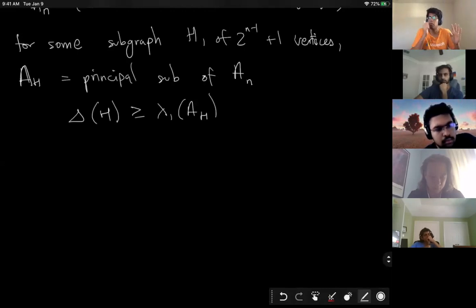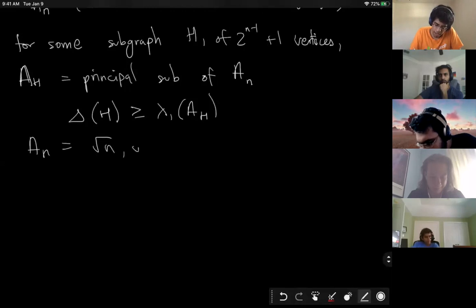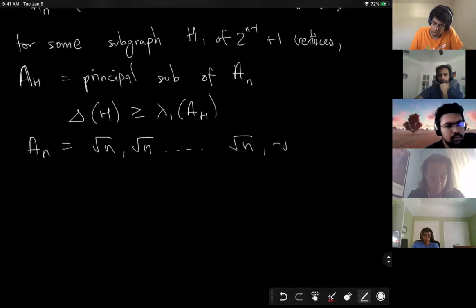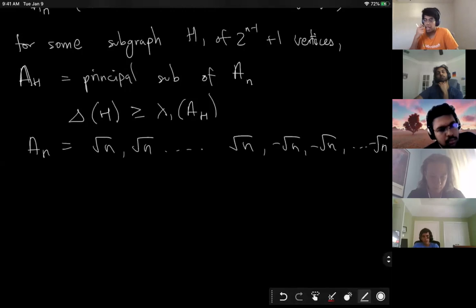Now, from the second lemma, we have that the eigenvalues of A_n are root n, root n, root n, negative root n, negative root n, negative root n, right? And we know by the interlacing theorem that the largest eigenvalue of A_H has to be somewhere between, if you do the math, here and here.